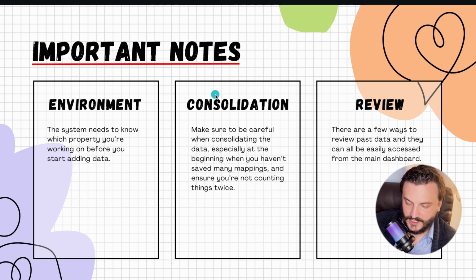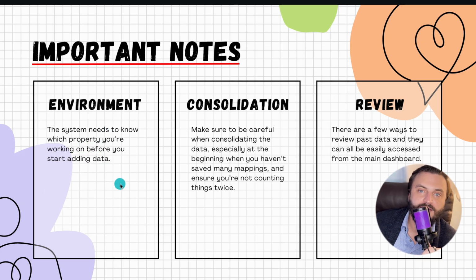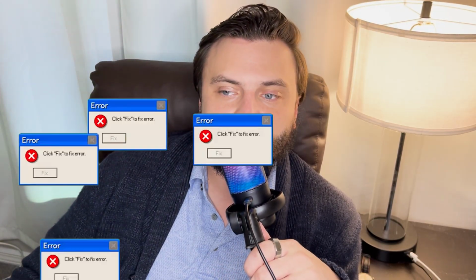And last but not least, we're going to cover some important notes. I think the first of which is the environment, and the system needs to know which property you're working on before you start adding data. There's a couple different ways to tell the system, but at a base level, if you start trying to add data and you're getting a bunch of errors, you probably are not telling the system, hey, I want to work on this property.